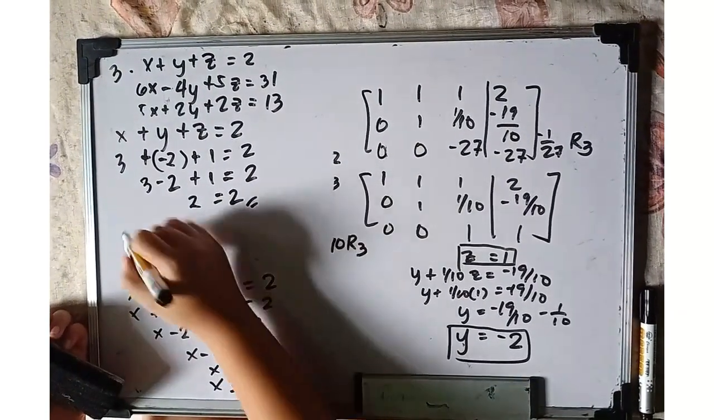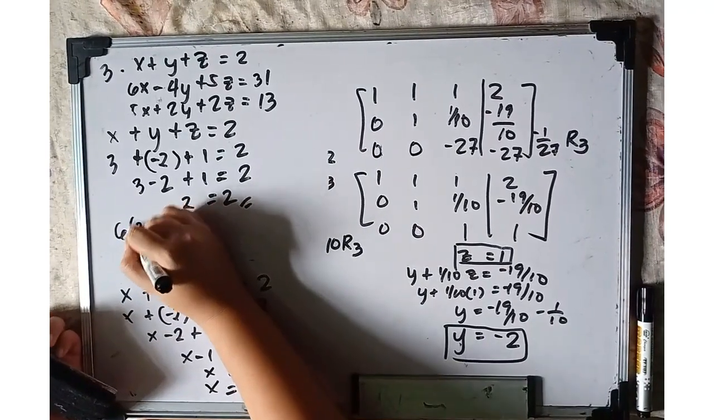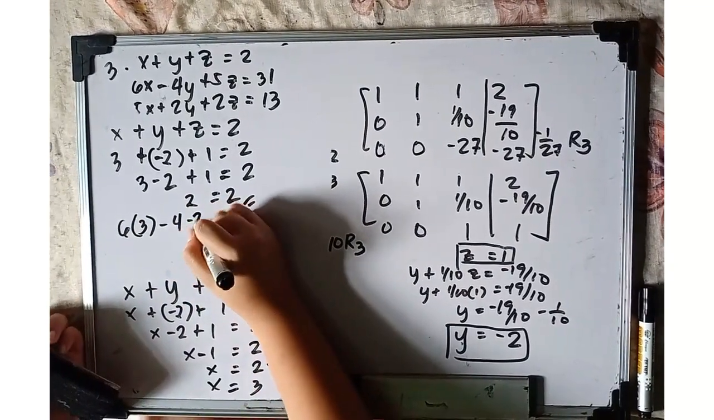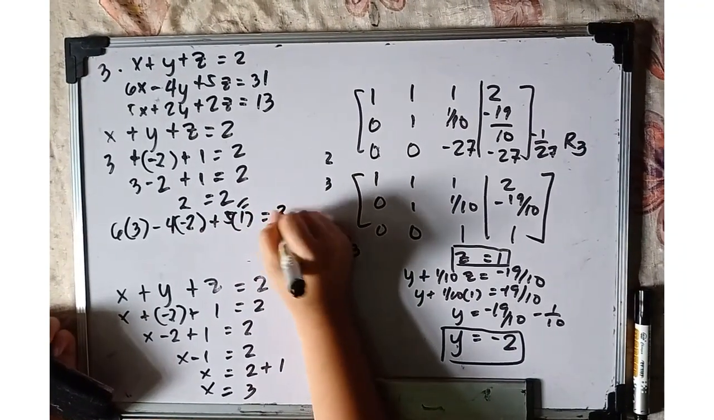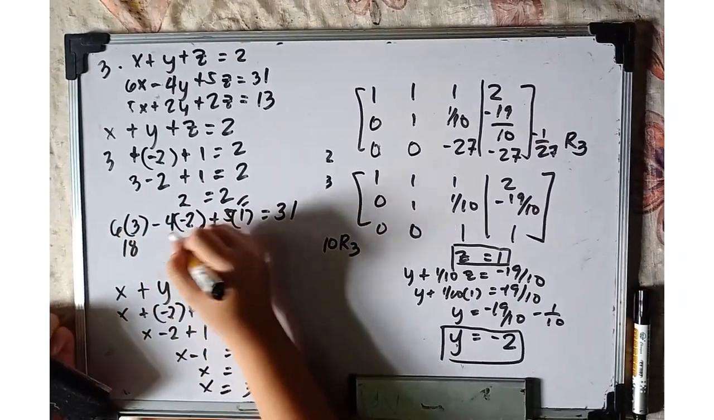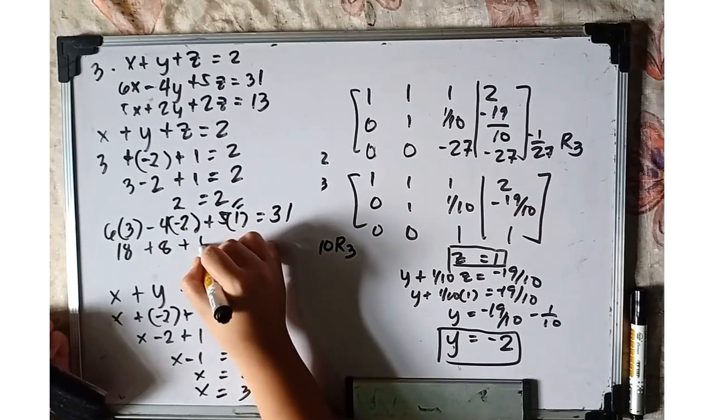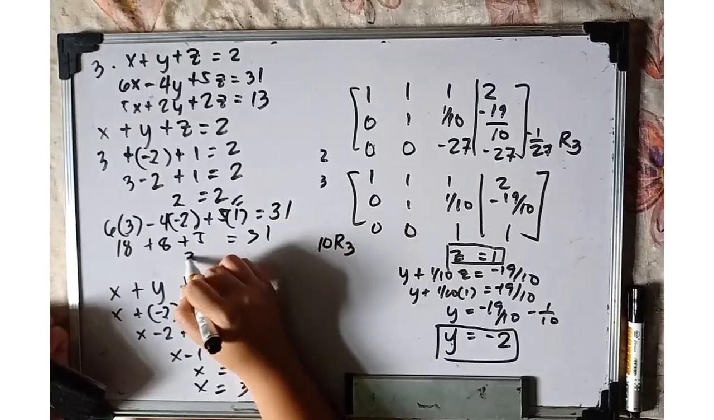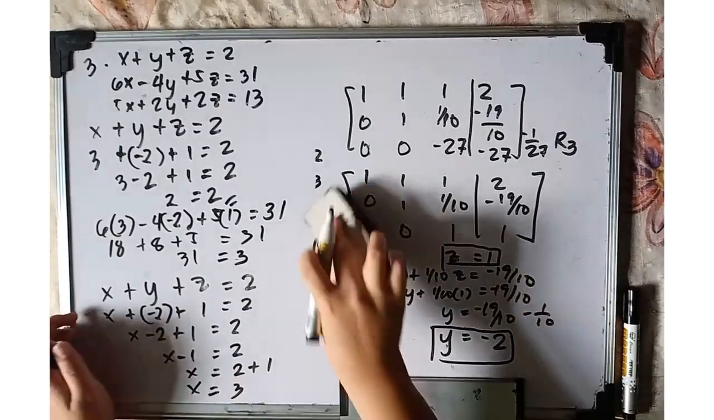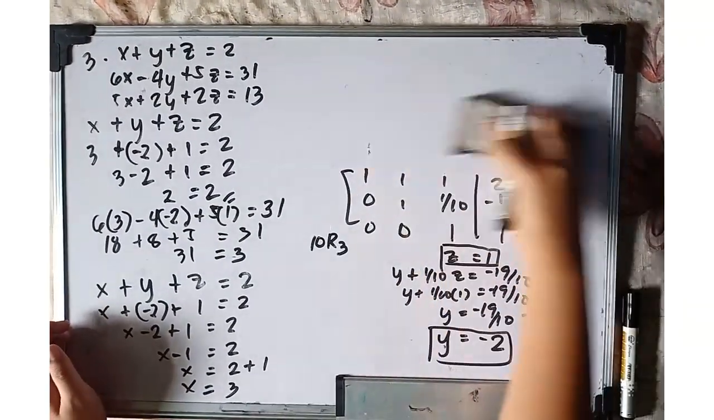And then the second equation, 6 times 3 minus 4 times negative 2 plus 5 times 1 is equal to 31. 18 minus 4 times negative 2, which is 8, plus 5 is equal to 31. 18 plus 8, 26, plus 5 is 31. Correct?